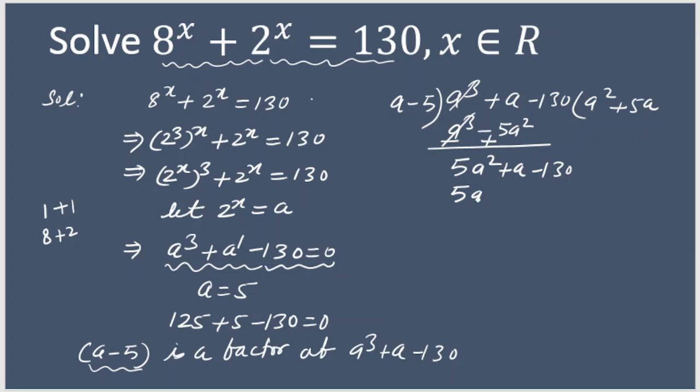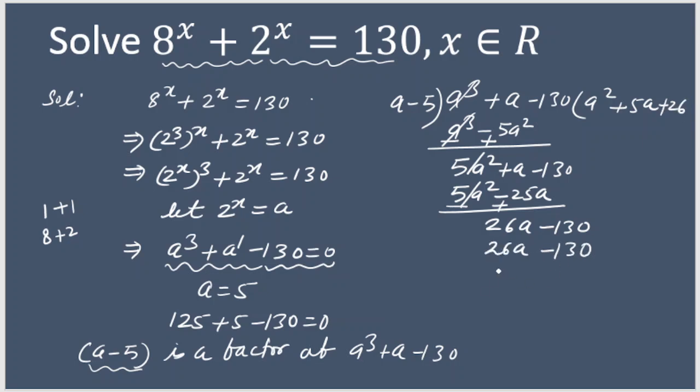I will get 5a square plus a minus 130, and then I will take plus 5a, so I will get 5a square minus 25a. I will subtract, so it will become plus, it will become minus. 5a square and 5a square will cancel, 25a and a will be 26a, and minus 130. Then I can take plus 26, so it will give me 26a minus 130, and if I subtract it will become plus, it will become minus, so it is cancelled. So you can clearly see that there are two factors, that is a minus 5 and a square plus 5a plus 26.